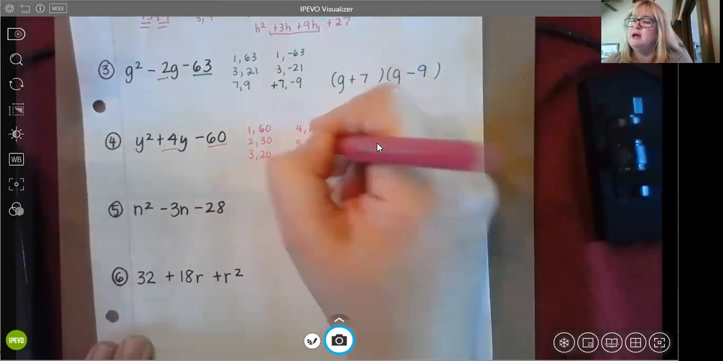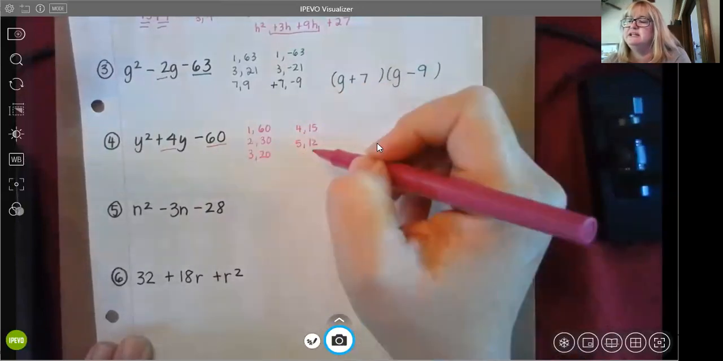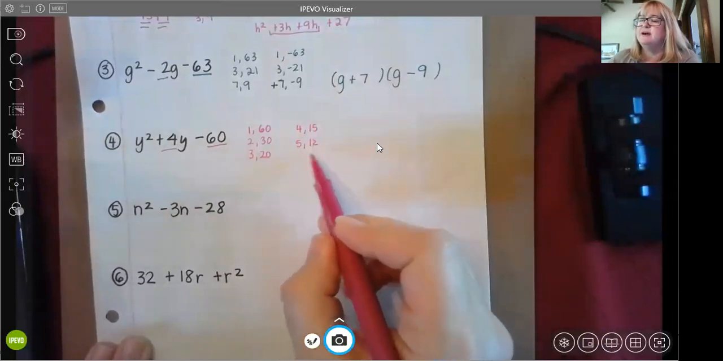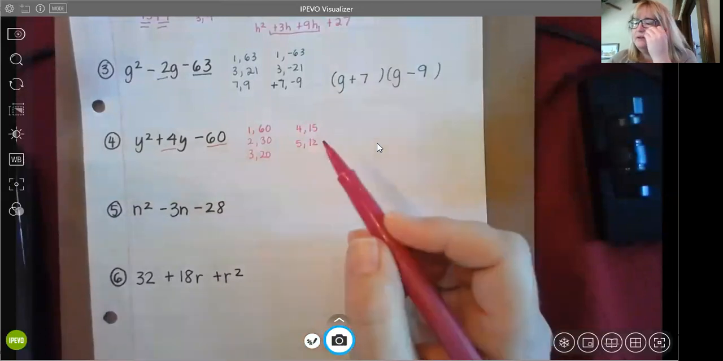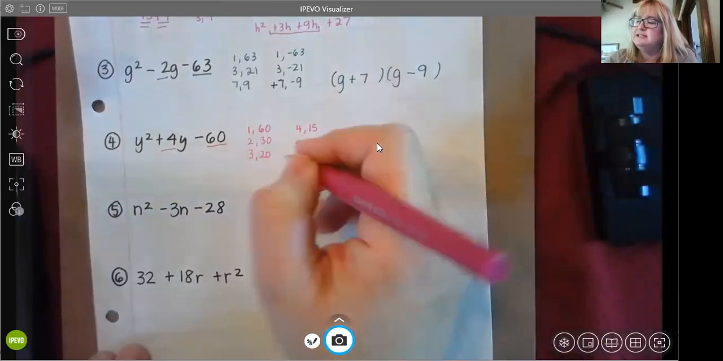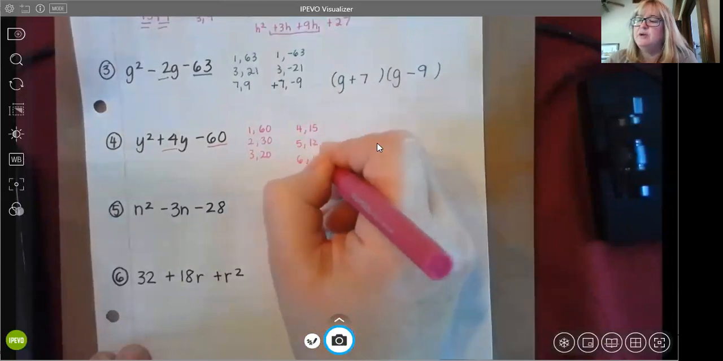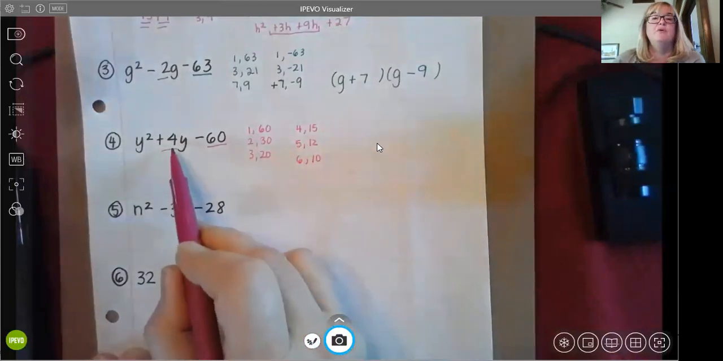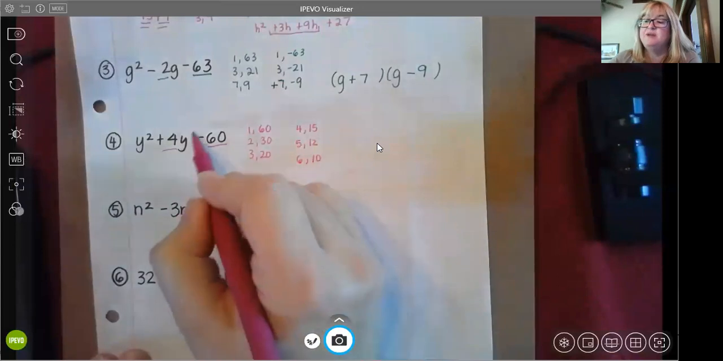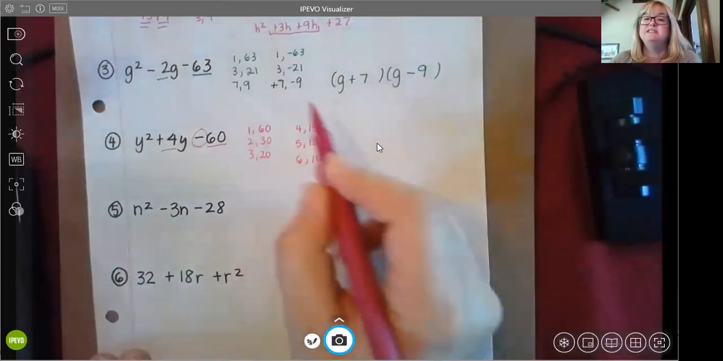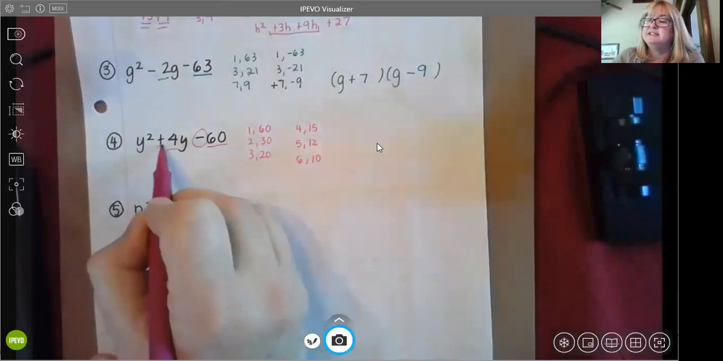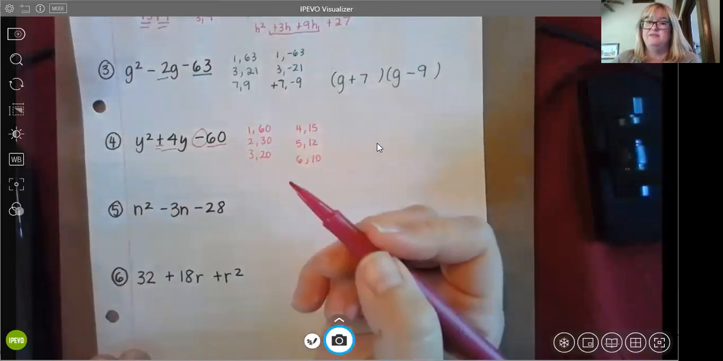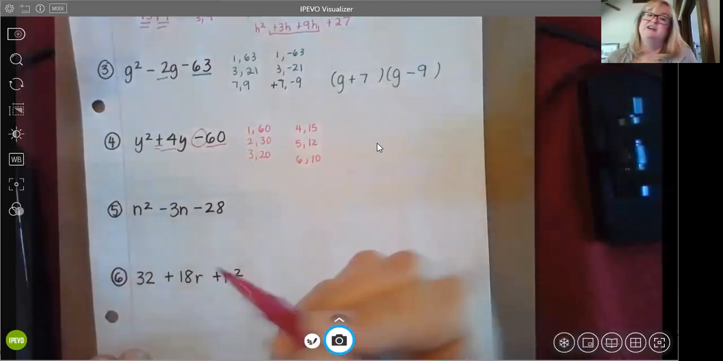5 and 12. We're getting closer. Let's see. If I combine 5 and 12, we're close, but not quite there yet. 6 and 10. Okay, I know 6 and 10, if one of them is negative, I can get 4. And one of them has to be negative because this is negative. So one of these factors is negative. Now, since this is positive, that means my bigger factor has to be positive. That means my smaller factor has to be negative.